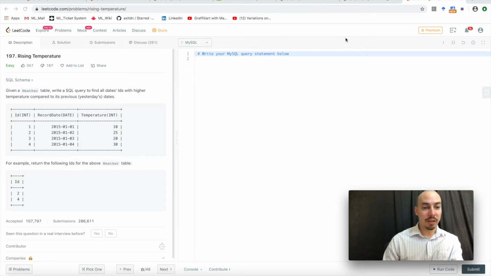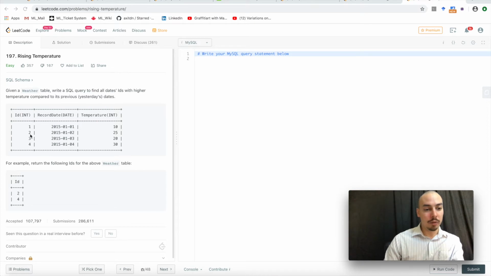And then the last one is Rising Temperature. Flagged as easy. Given a Weather table, write a SQL query to find all dates' IDs with higher temperature compared to its previous, yesterday's date. So we're sensing a theme coming up here already, something like higher and comparison with itself.